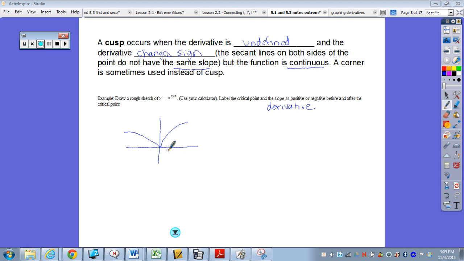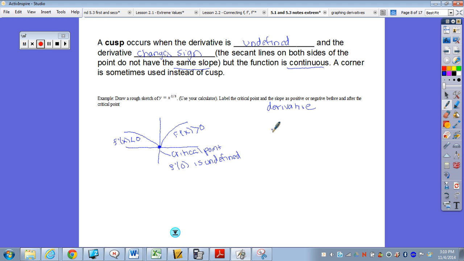So if you draw your function, it looks something like this, a little bit more even on both sides. But at 0, this is your critical point. And at this point, f prime of 0 is undefined. And from negative infinity to 0, the slope is negative, so f prime of x is less than 0. And here f prime of x is greater than 0 because the slope is positive.